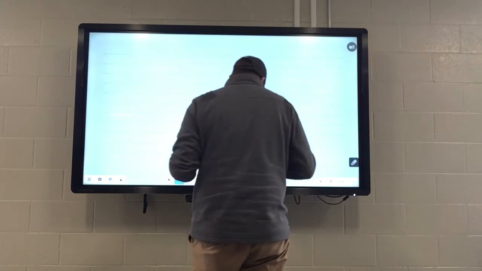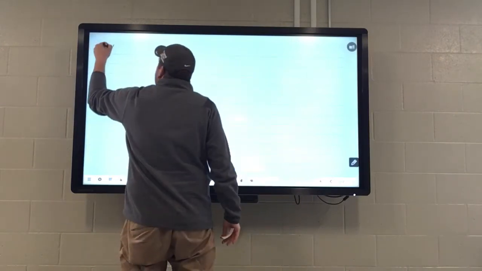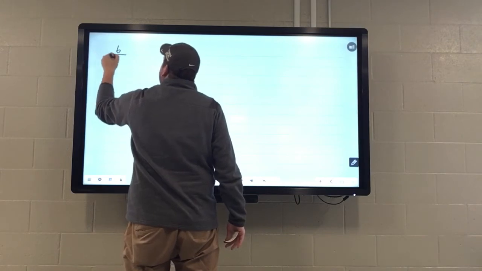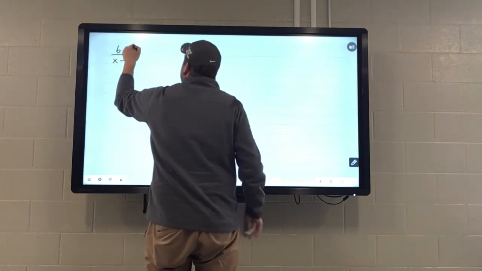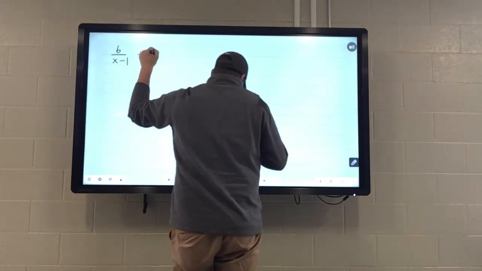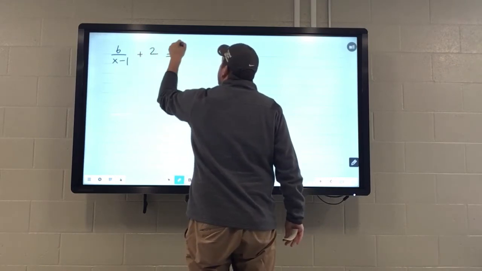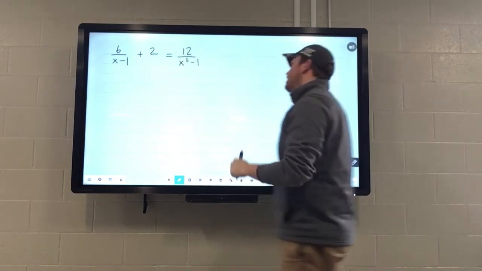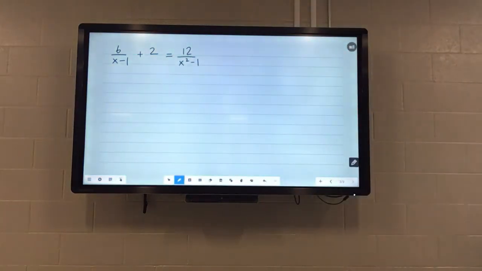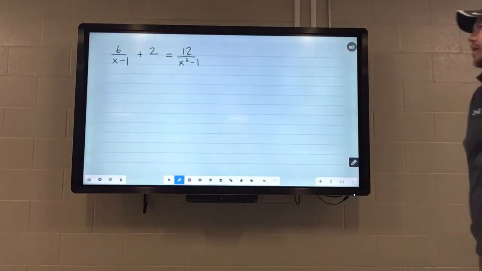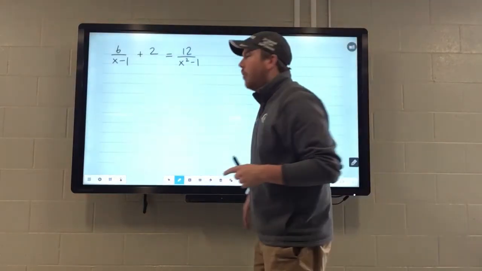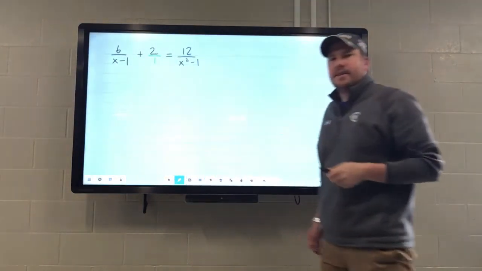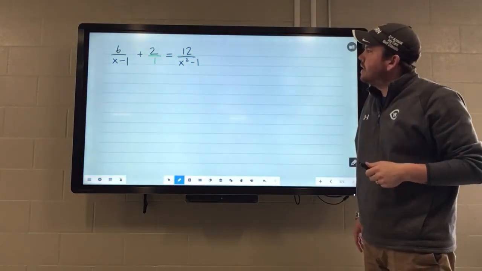Example 2. 6 over x minus 1 plus 2 is equal to 12 over x squared minus 1. Now, I am going to write, just to help out a little bit, 2 as 2 over 1. It's not necessary, but just to kind of give us an idea of what's going on.